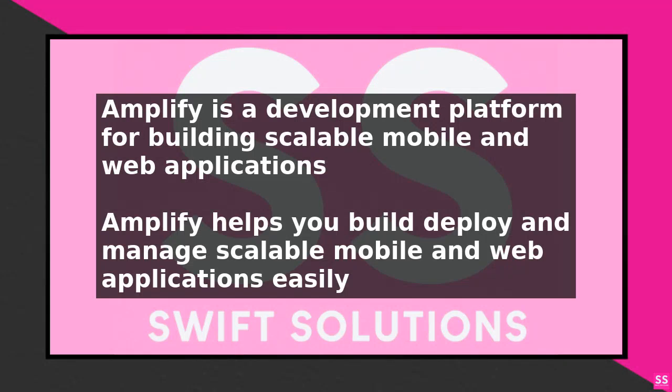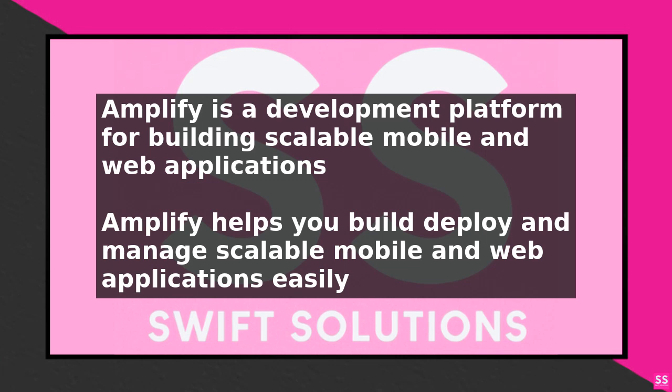Configuring Amplify GraphQL API caching is a straightforward process that can significantly improve the performance of your application. To get started, you need to understand the basics of Amplify and GraphQL. Amplify is a development platform that helps you build, deploy, and manage scalable mobile and web applications, while GraphQL is a query language for APIs that allows for more flexible and efficient data retrieval.